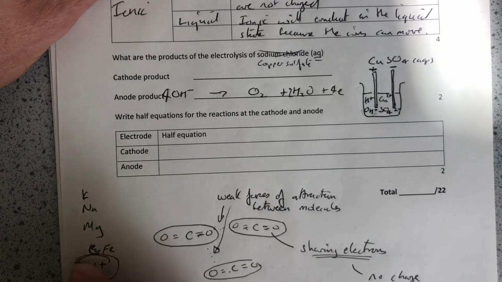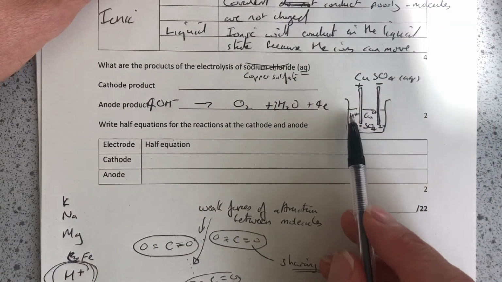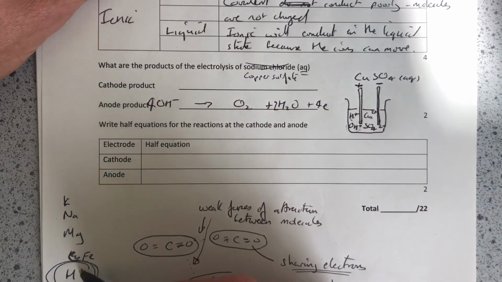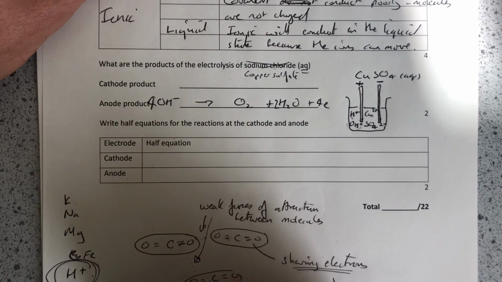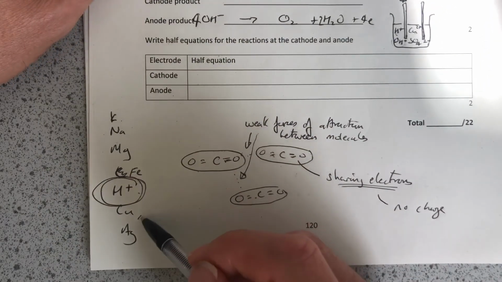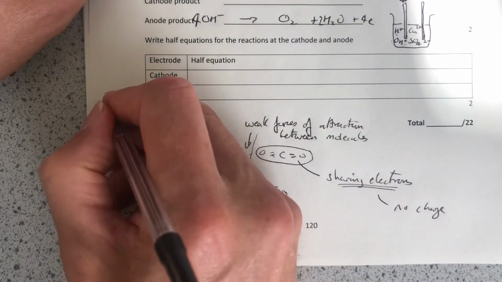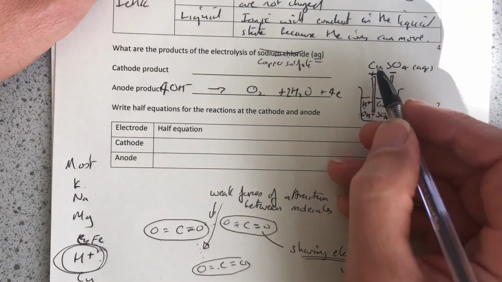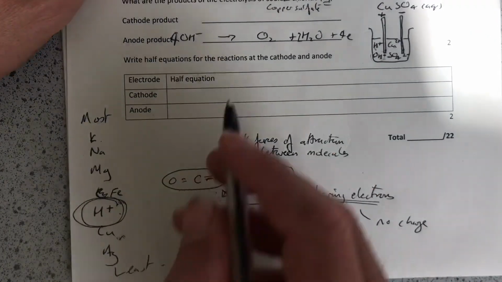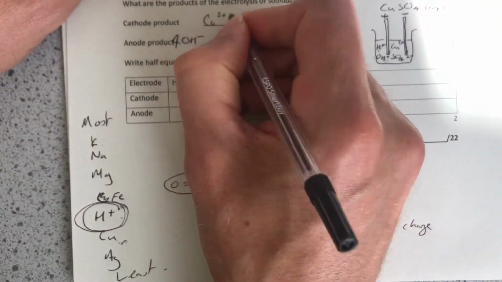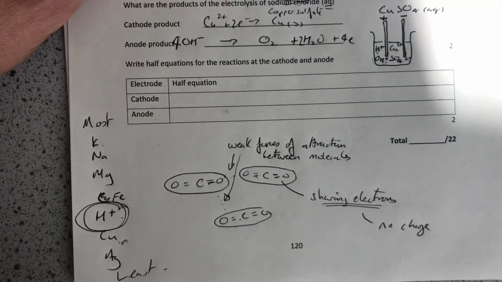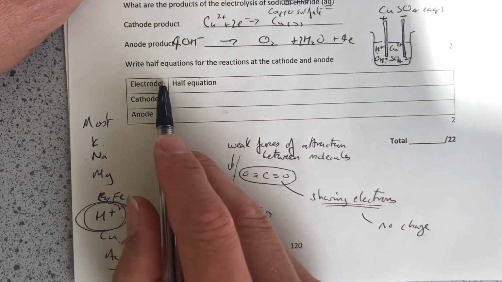Hydrogen is the important one because we are competing with hydrogen here. If the metal is more reactive than hydrogen, then hydrogen is produced. If the metal is less reactive than hydrogen, then the metal is produced. Most reactive is at the top, least reactive is at the bottom. In my example, copper sulfate, copper is beneath hydrogen, so copper will be produced. The copper ions go there and turn into copper solid. I'll do a half equation for that as well.